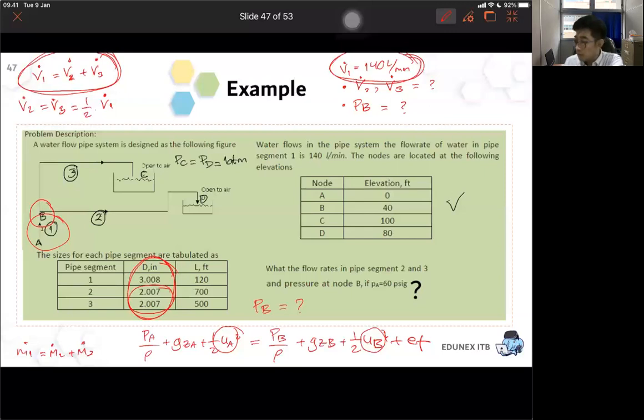Then it can cancel out, right? Then you have the position of B relative to A, then you just put in the value. Don't forget to change this one into velocity.